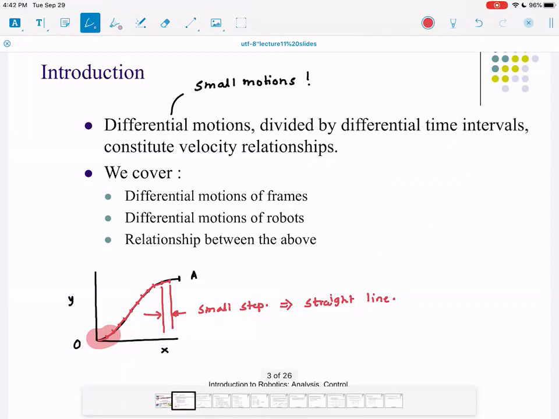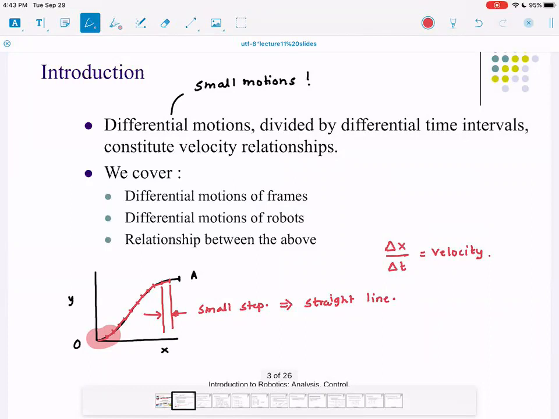This differential motion is a teeny tiny change in the position, and if I divide this teeny tiny change in the position by the time it takes to carry out that change, I get the velocity. So differential motions are teeny tiny motions, and when I divide these small motions by the time, something like dx divided by dt, or delta x divided by delta t, I get velocity. So in this chapter, we are going to assume the motions to be small. Now there is a strong reason for assuming this motion to be small.